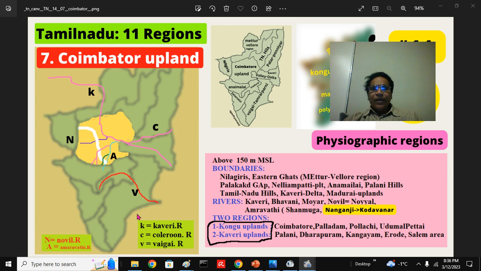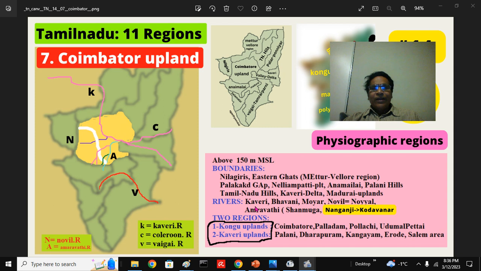So further south is the Madurai Uplands. Again, Madurai Uplands doesn't include Madurai city. That comes in the Carnatic region, the Payangat region, a low-lying region on the bank of the river Vaigai. But the name is given as Madurai Uplands, essentially the Dindigul Upland.